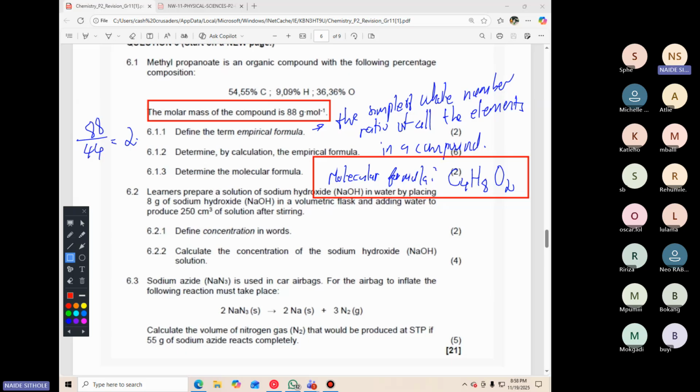Let us prepare a solution of sodium hydroxide NaOH in water by placing 8 grams of sodium hydroxide in the volumetric flask and adding water to produce 250 cm³ of solution after stirring. Define concentration in words. What is concentration? Another definition that you should not lose there. So how do we define that? It's the amount, say again.